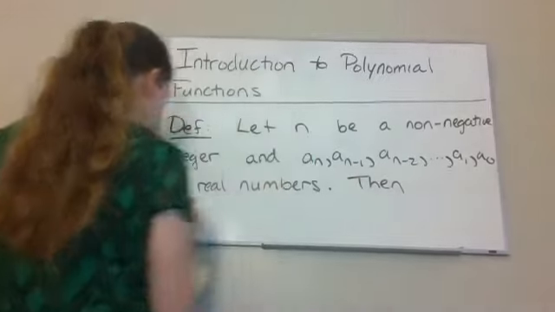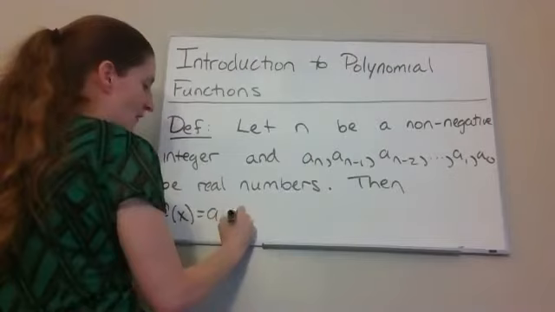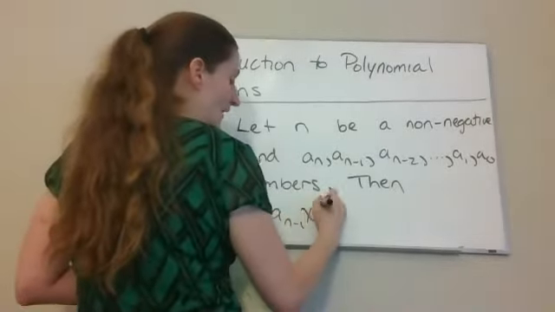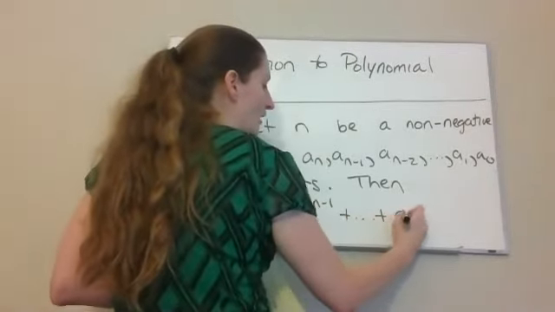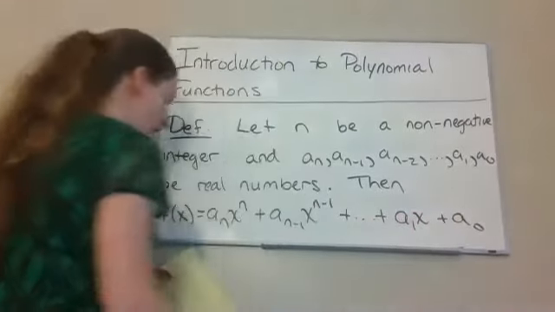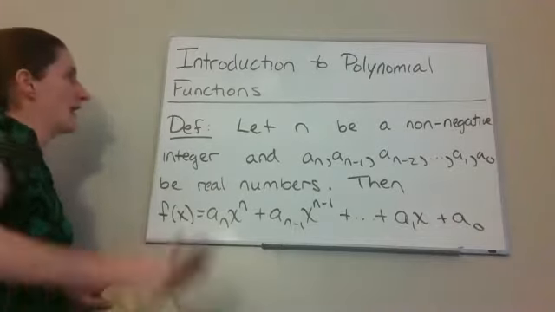Then a function that looks like a_n times x to the n plus a_(n-1) times x to the n minus 1, all the way through a_1 times x and a_0, is called a polynomial function of degree n.